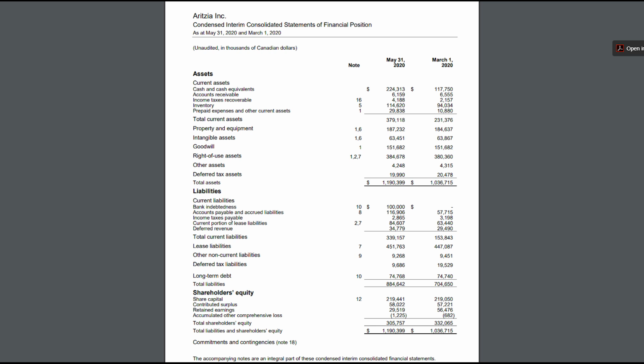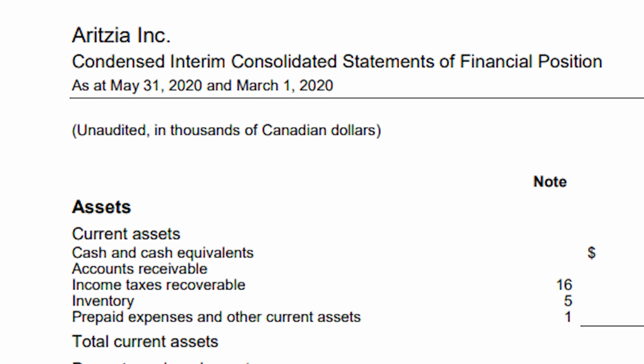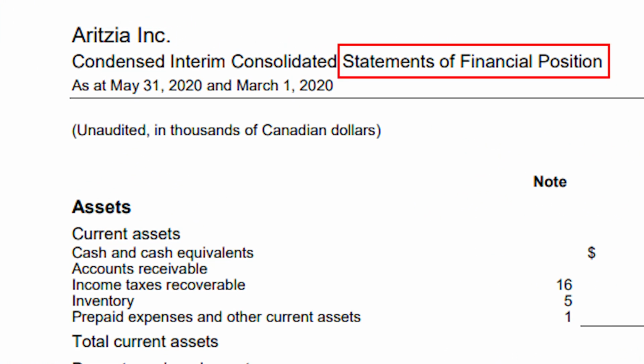So if you actually want to do the calculations, you can take, say, Aritzia's cash and cash equivalents of 224,313 and times that by 1,000, and you're going to get 224,313,000. Another common name for the balance sheet is the statement of financial position. They are the same thing, just different ways to say it.